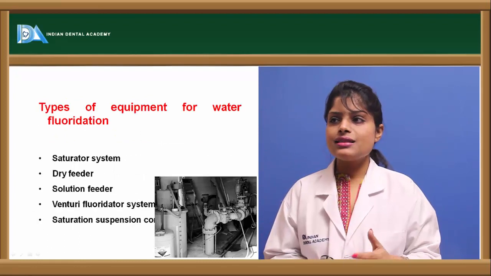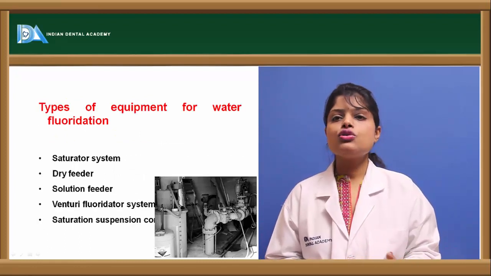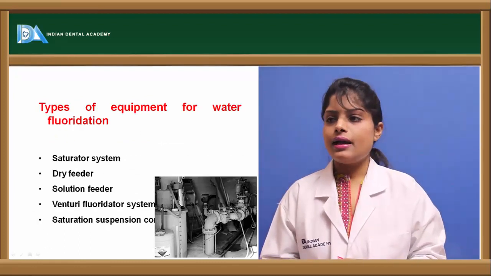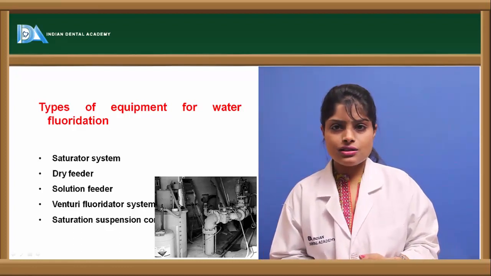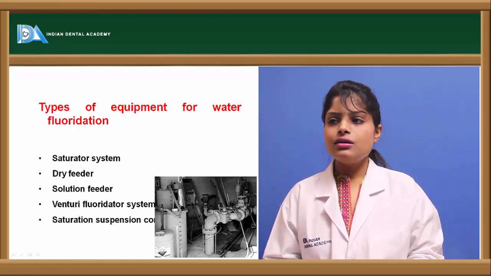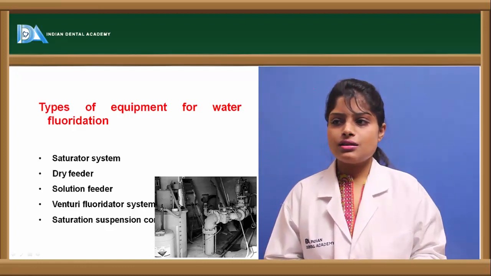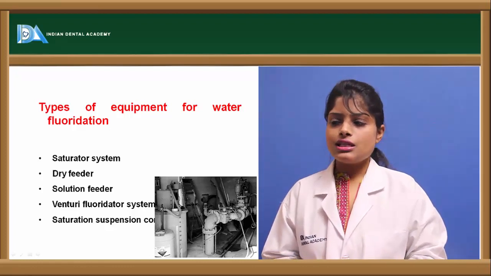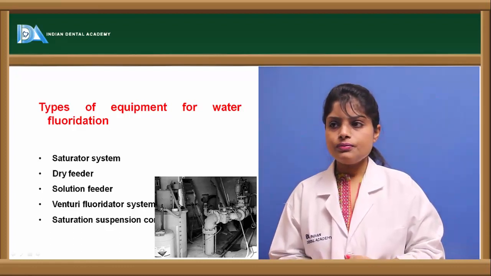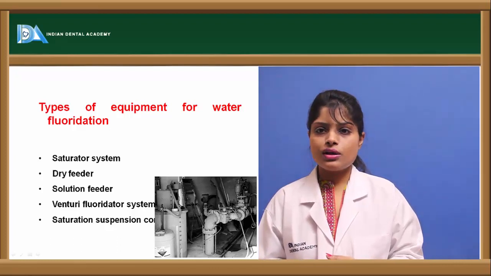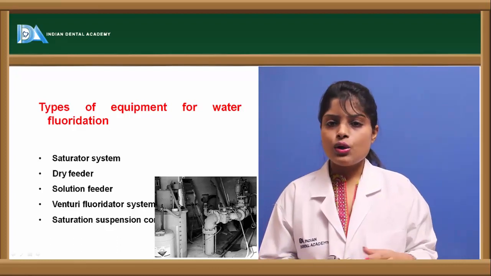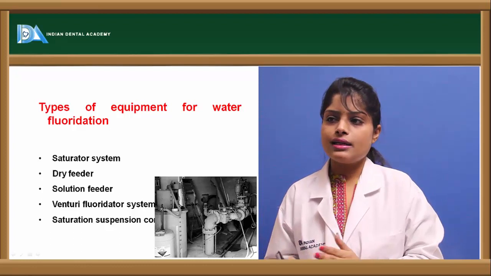What are the various systems or the equipment which are used for water fluoridation? They comprise a saturated system, a dry feeder system, then a solution feeder, a venturi fluoridation system, and a saturated suspension system. Now, the venturi fluoridation system is one of the small systems which can be used in a small setup.